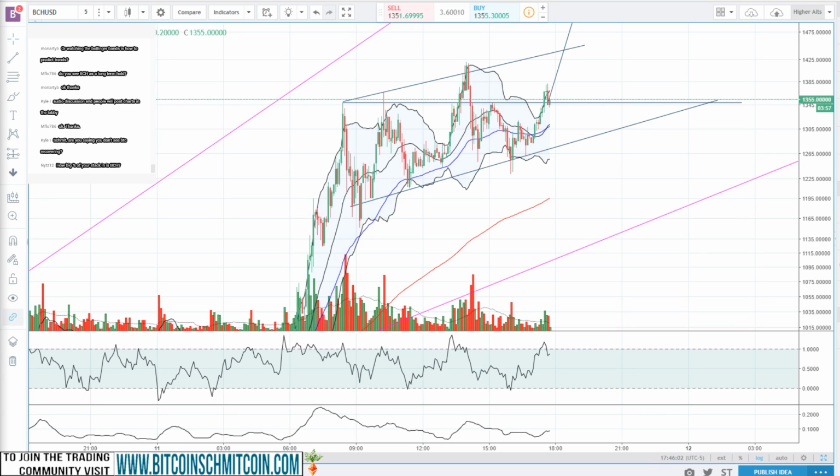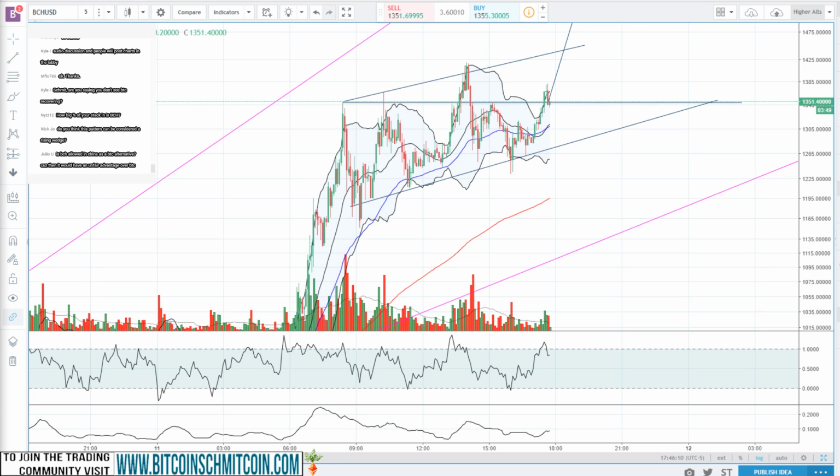What percentage of your stack is in BCH? So right now, because none of the coins are really going up right now, I have a pretty large percentage of my stack in BCH.